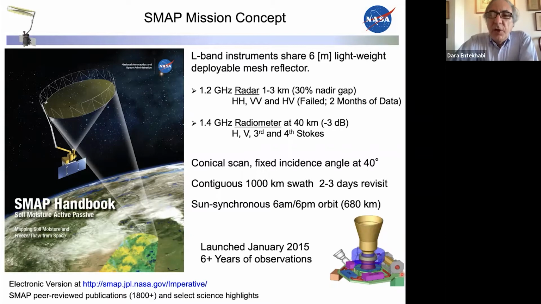The radar failed very early on. That instrument was designed to give us resolution, but it's less sensitive than the radiometer. The radiometer is coarser resolution, but much more sensitive to surface soil moisture. And the mission has a very large rotating mesh antenna in order to gain this resolution. And that is scanned at about 15 RPM to give us a large swath. So we have a 2 to 3 day revisit.